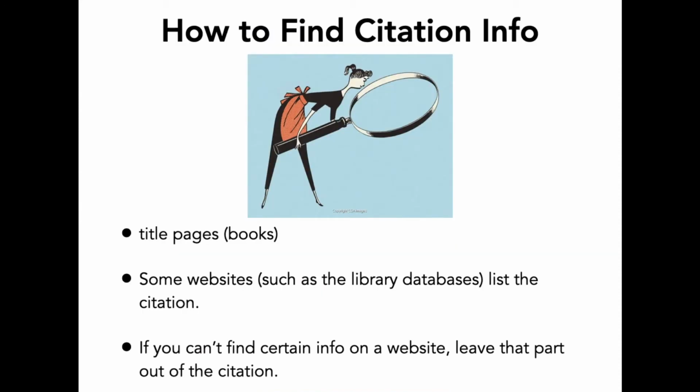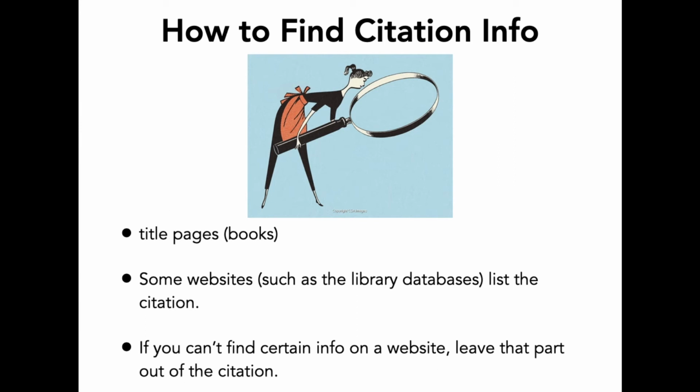Before you create your works cited or reference list, you'll need to find the information to plug into the citations. If you're citing a printed source like a book, you can usually find most of the information in the title page. If you're citing a website, there are some websites that list the citation straight on the site, which is really nice because then you can just copy and paste the citation onto your works cited page or reference page. And the library database does this, so sources that you find from the library databases will have citations that you can copy and paste from there.